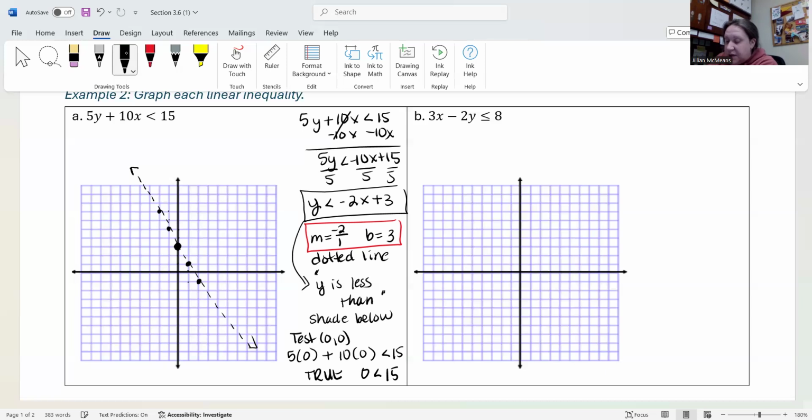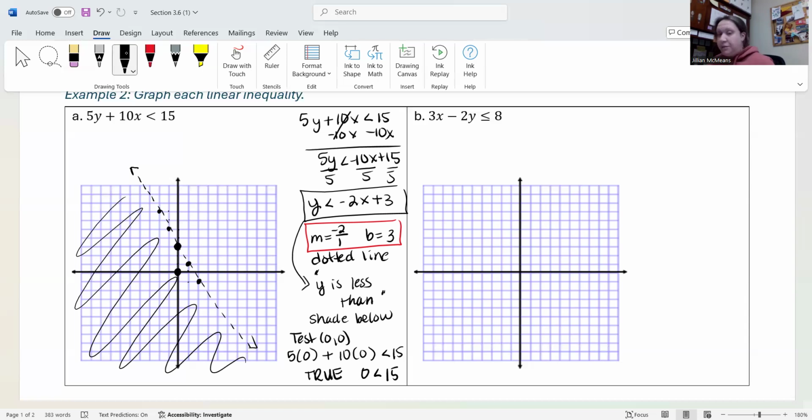So that tells me 0, 0, which is right here, is part of the solution set. That tells me I must shade the half plane that contains my test point. So I would just gently shade, and that's the solution here. So you have this boundary line. You do not include the points on the line. You include everything underneath that.